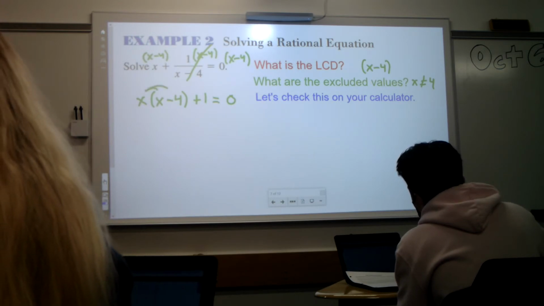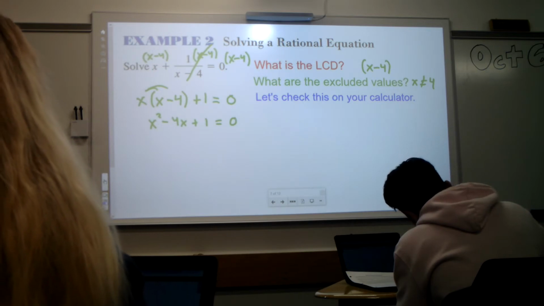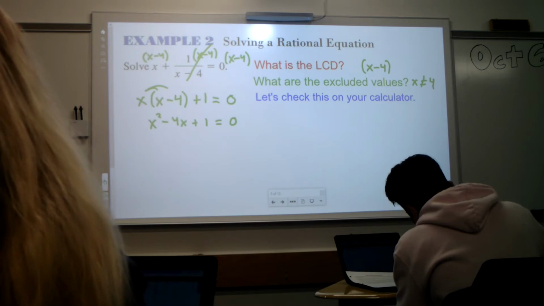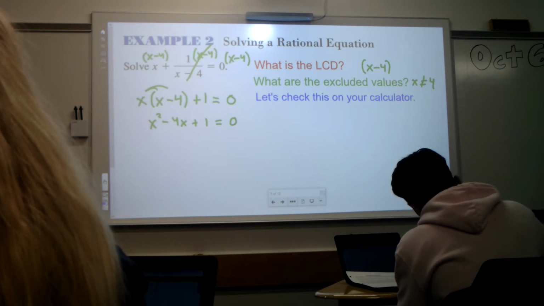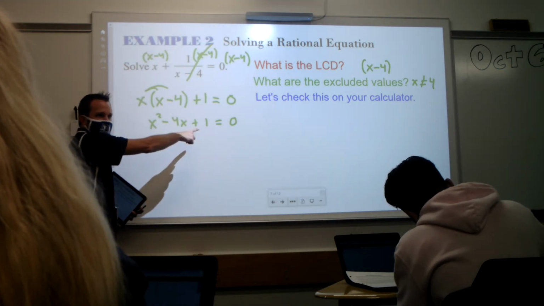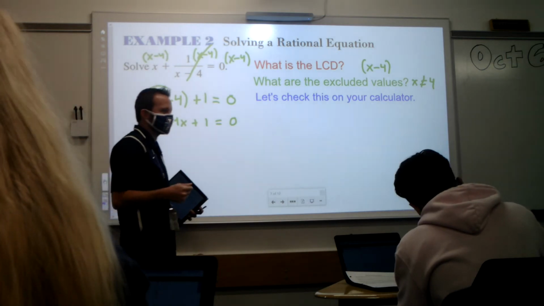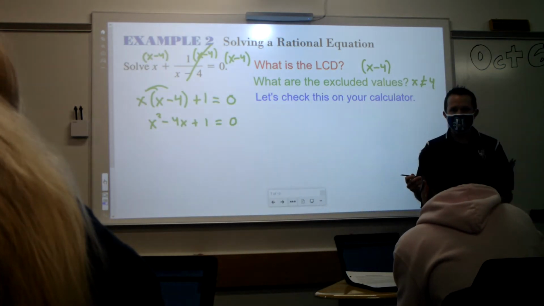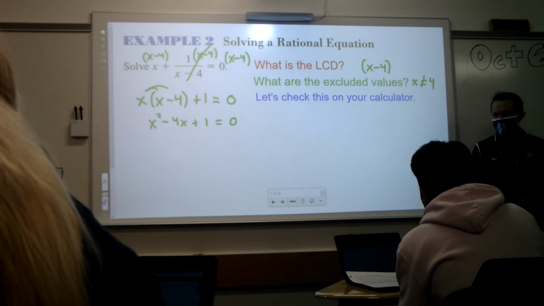Let's simplify and solve. I'm going to distribute that x. I get x squared minus 4x plus 1 is equal to 0. Alright, now, this is where normally we would factor. What problem do we have? What are factors of 1? Can you get those to add up to negative 4? So how do we find solutions for a quadratic trinomial if you can't factor? Completing the square could be a way. Quadratic formula is the one we're going to use.